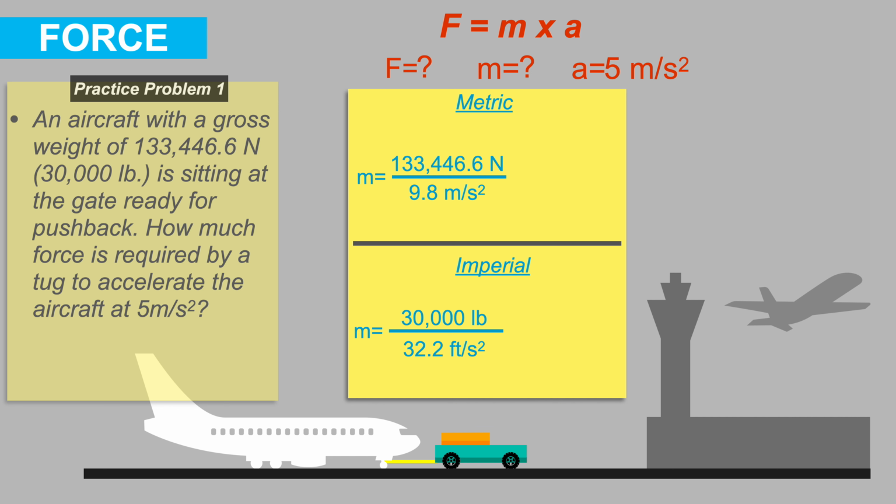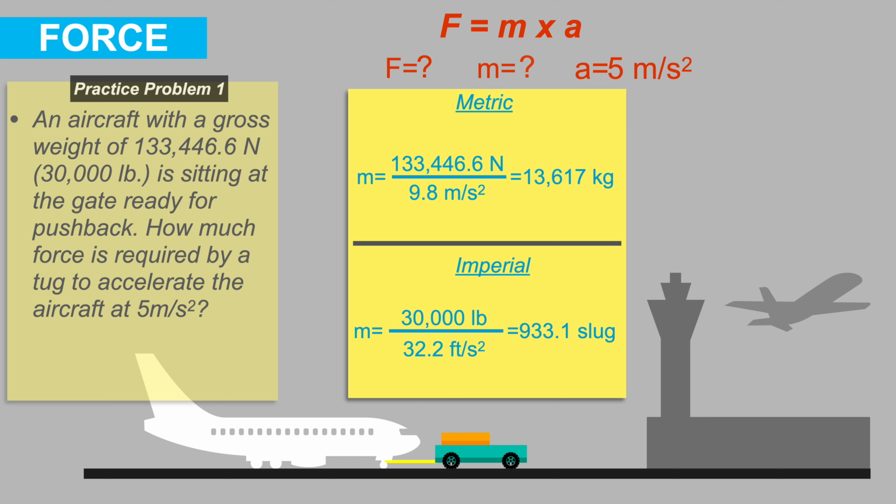So the weight of the aircraft divided by 9.8 meters per second squared will give us a mass of 13,617 kilograms in metric, or 933.1 slug in imperial units. Mass is always in kilogram or slug depending on the system of units. Kilogram is the standard unit of mass in metric, and slug is the standard unit of mass in imperial. 1 slug is equal to 14.594 kilogram. The unit of slug is rarely used. Kilogram is the most common and preferred unit out of the two.